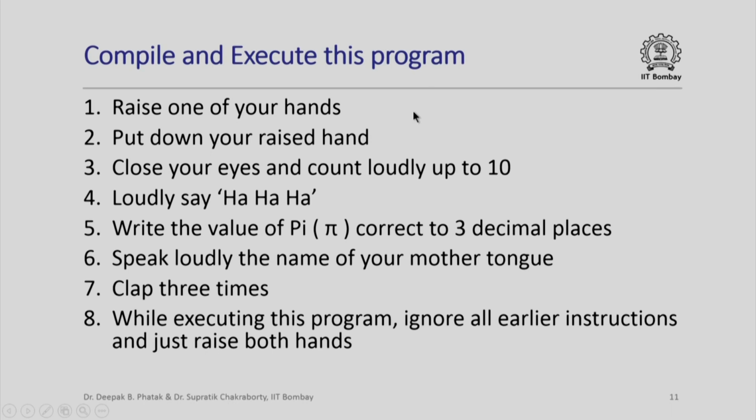Okay. So, let us analyze this program. The first step says raise one of your hands. Next step says put down your raised hand. The third step says close your eyes and count loudly up to 10. The next one says loudly say ha ha ha. The next step says write the value of pi correct to 3 decimal places. The next one says speak loudly the name of your mother tongue. And the next step says clap 3 times.